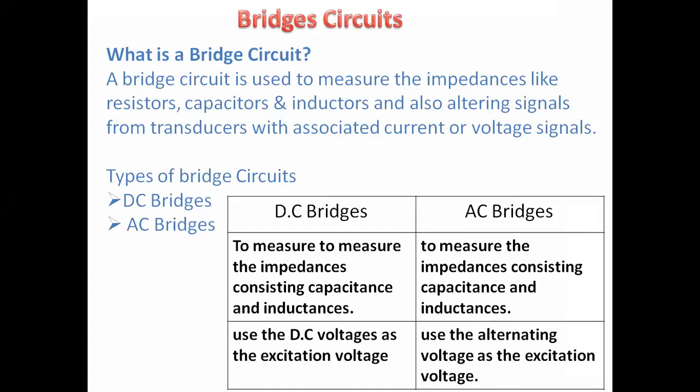In bridges, for measuring the variation of any signal, we have to apply some excitation voltage. Depending upon that excitation voltage, we can separate them into DC bridges and AC bridges. If we apply DC voltage as an excitation voltage, then it becomes a DC bridge. If we apply an alternating voltage as the excitation voltage, then it becomes an AC bridge.